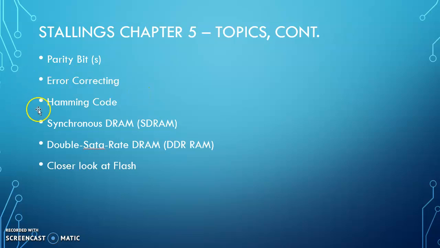In the latter part of the chapter, we'll take a look at RAM that is synchronized with the CPU, so that there isn't any waiting for the CPU. It just makes the request, and at the next clock tick, it's available.